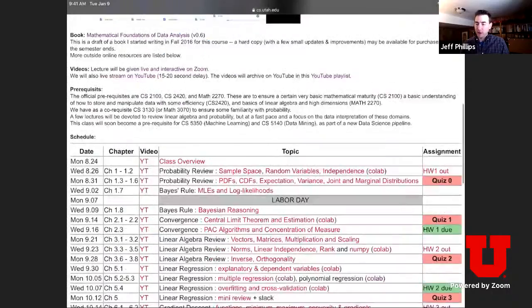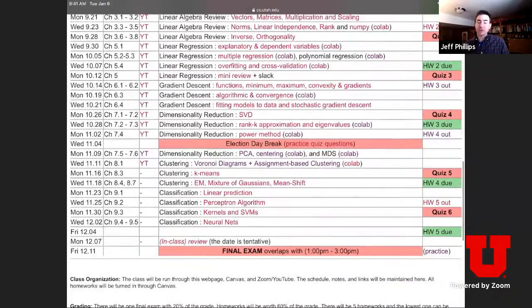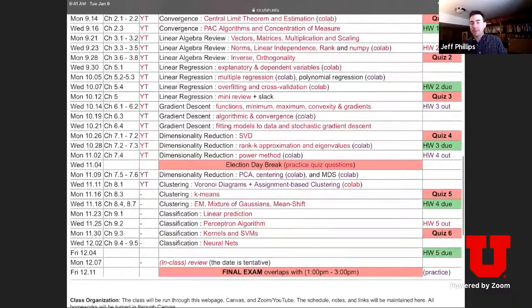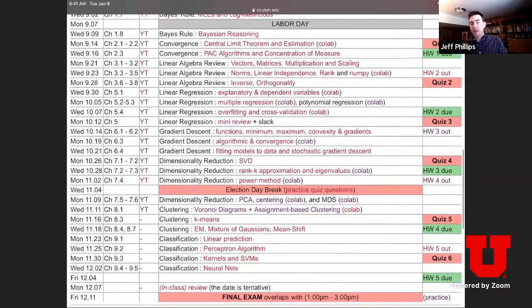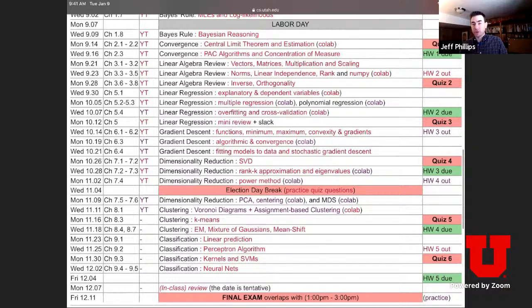Thank you again, Hassan. Will you be allowed a cheat sheet on the final? Yeah, my idea for the final is that you would be allowed a larger cheat sheet.